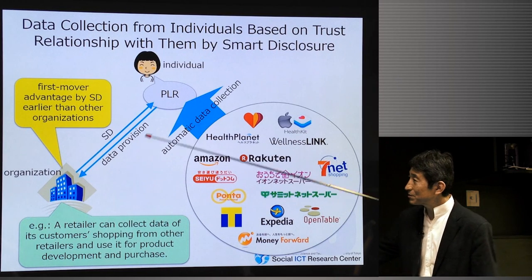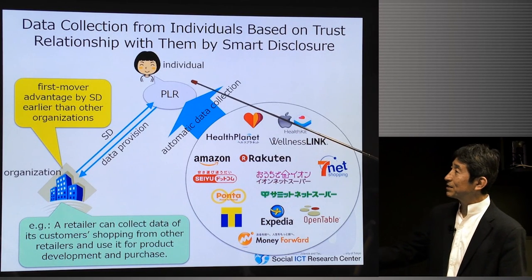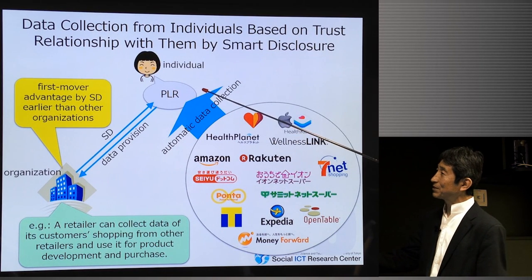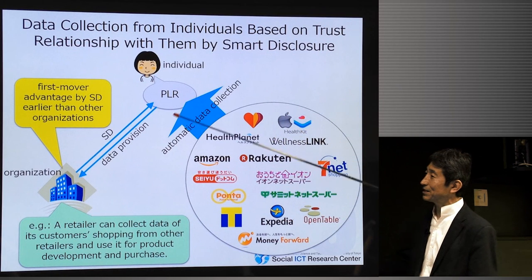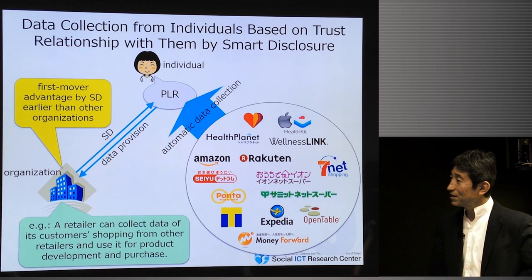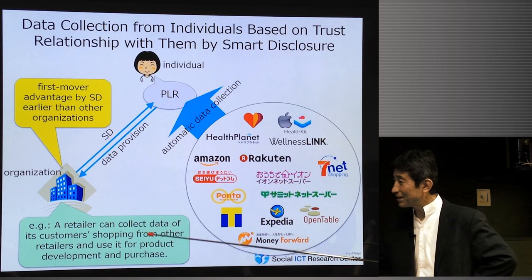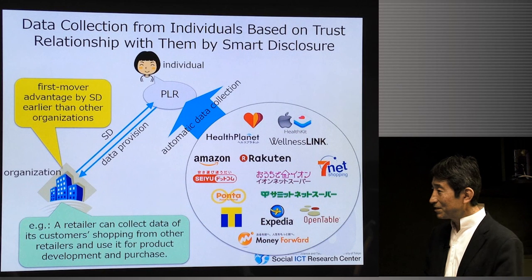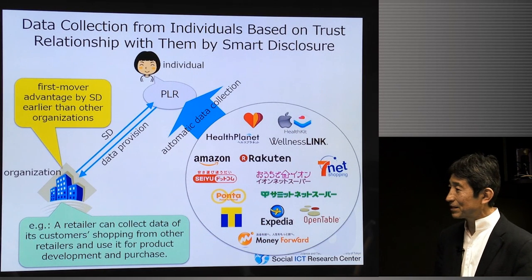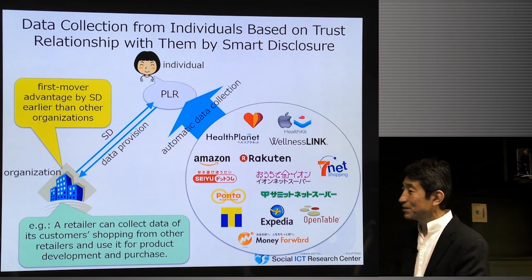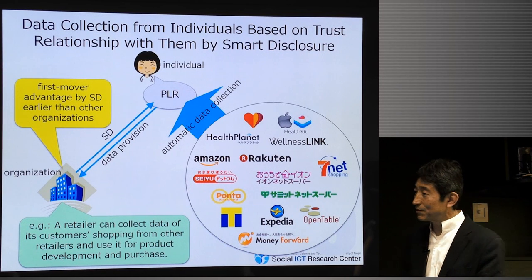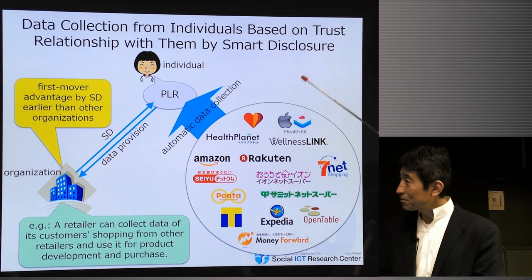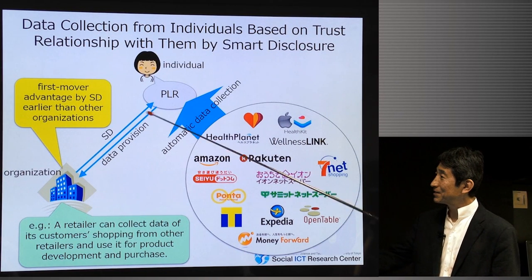And if there is a trust relationship between the vendor and you, the individual, then you will be willing to disclose those pieces of data to the vendor, right? And the vendor, for instance, a retailer, can collect data from its customers' shopping from other retailers and use the data for the sake of product development. And what is important is this yellow stuff.